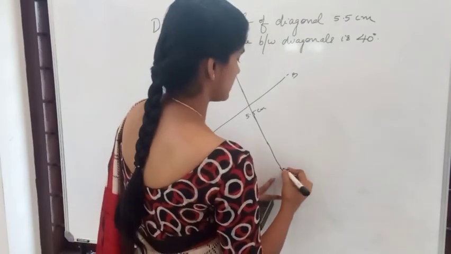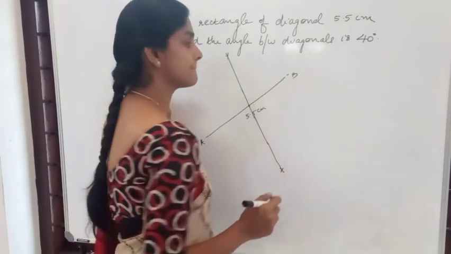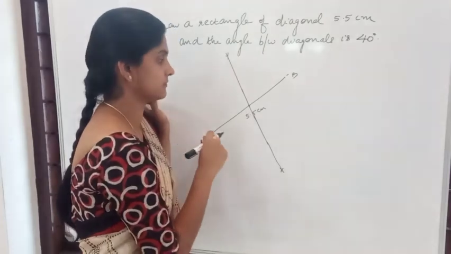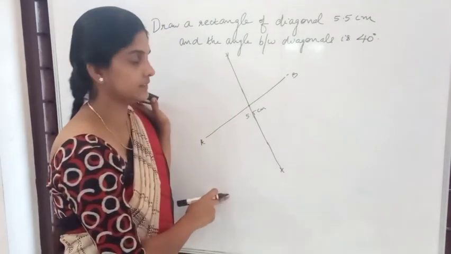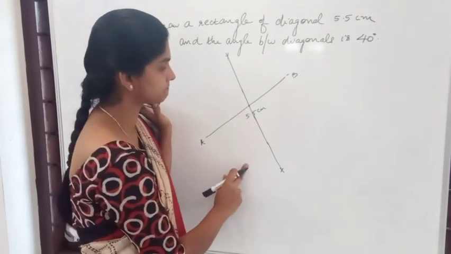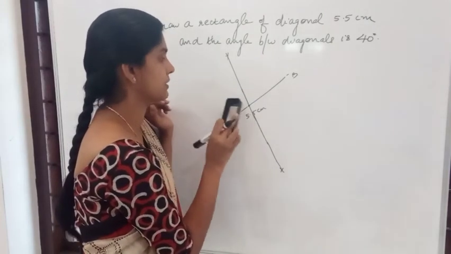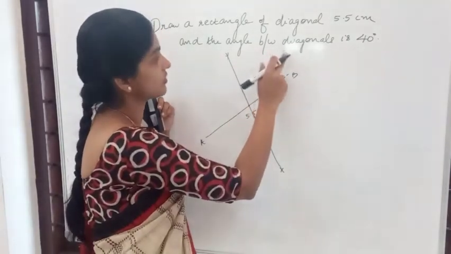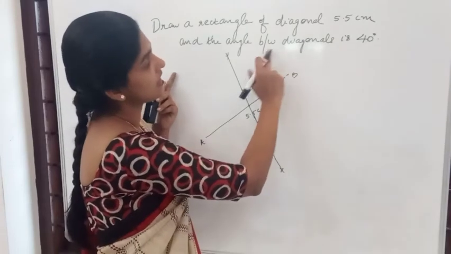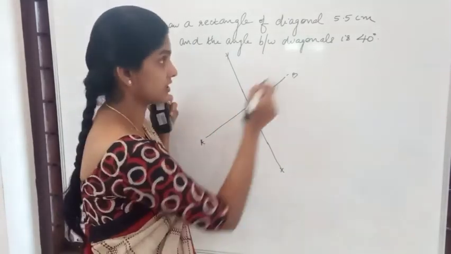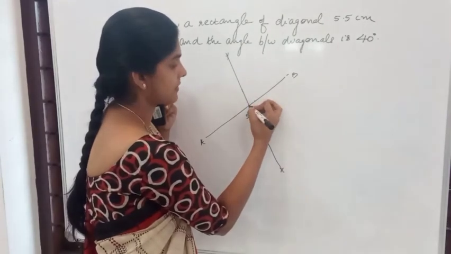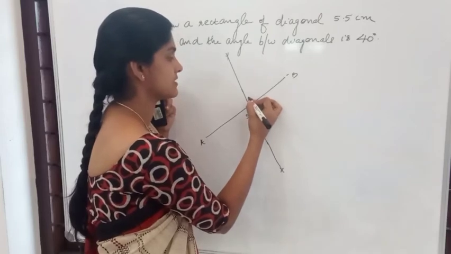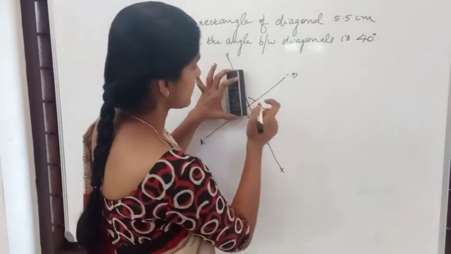Okay, join these points. So this will be the midpoint of this diagonal. Now what shall we do? This is the midpoint of the diagonal. Now what we need is to take the angle between the diagonals, which is 40 degrees. So taking this as a midpoint, mark 40 degrees. This is a 40 degree mark. Draw a line like this.